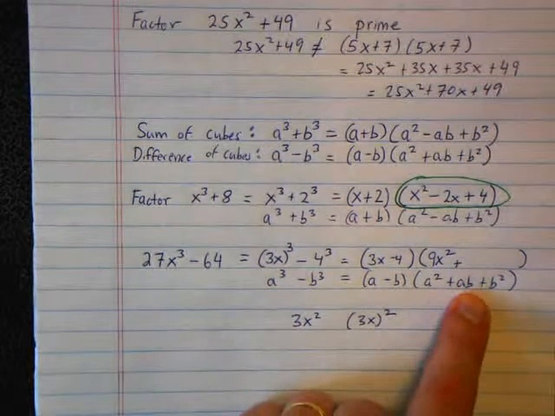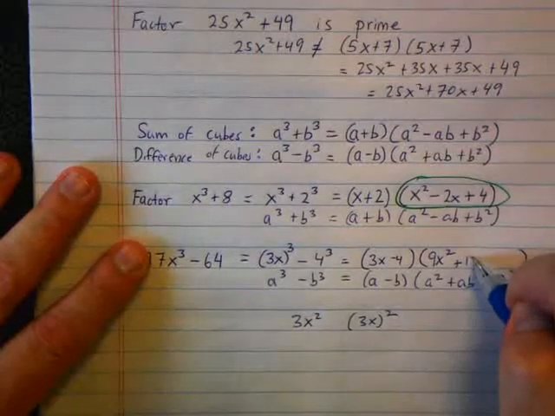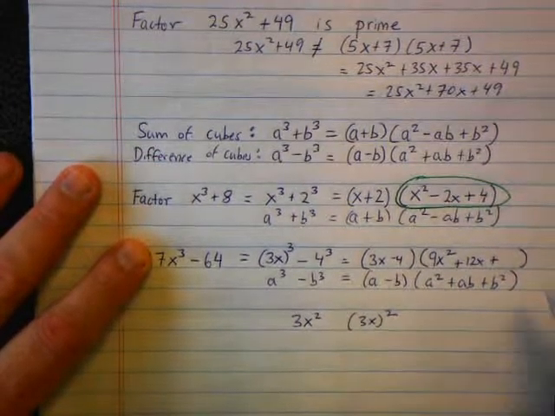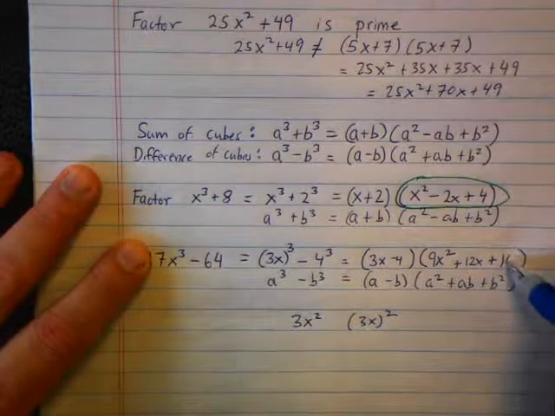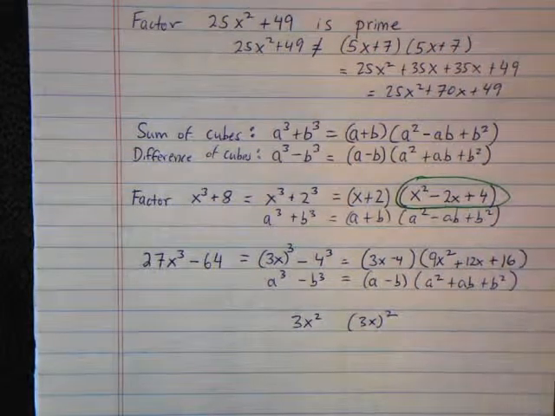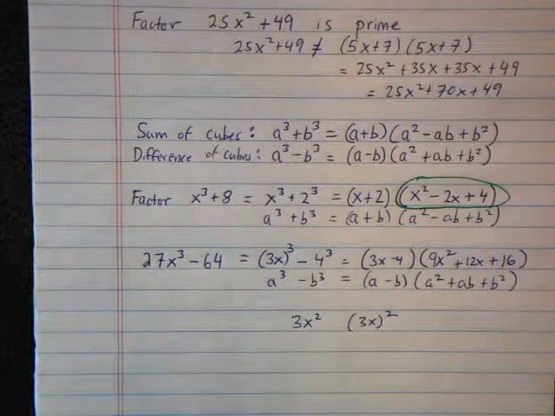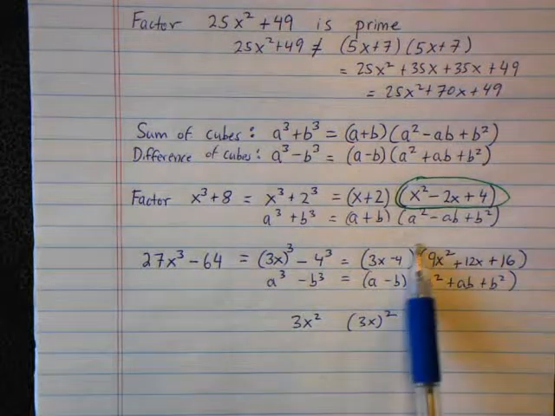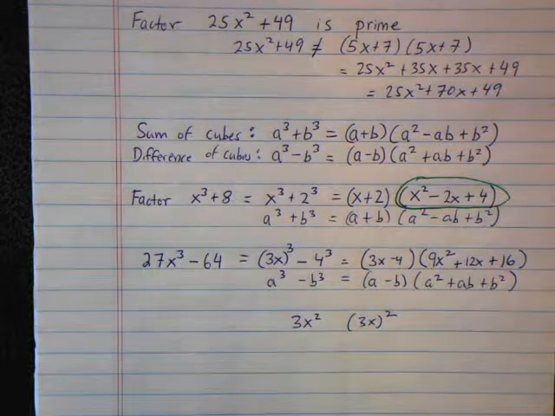12x, because A is 3x and B is 4. So that's 12x plus B squared, which is 16. And I'm done. Once again, if I want to, I can try to factor this trinomial over here, but I promise you it will never, ever factor. I'm not going to waste my time trying. Questions on that?